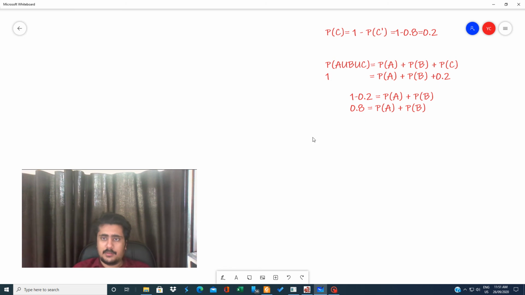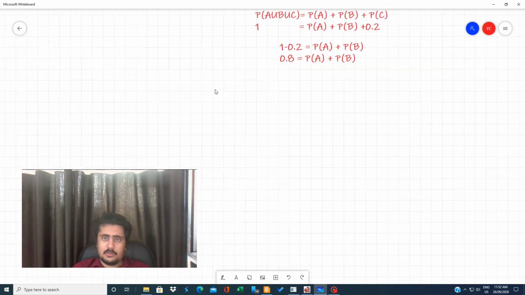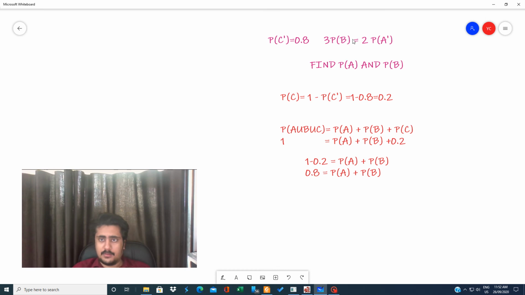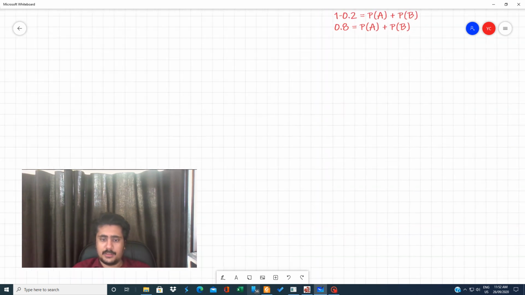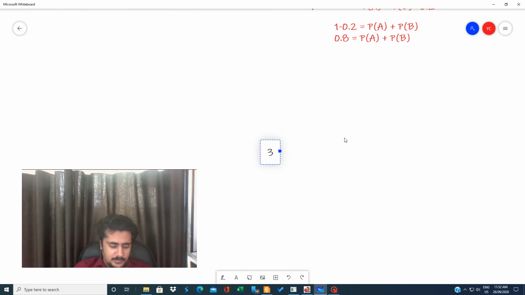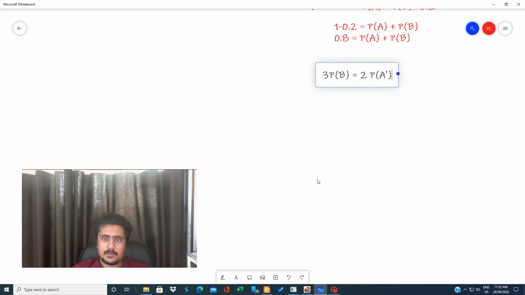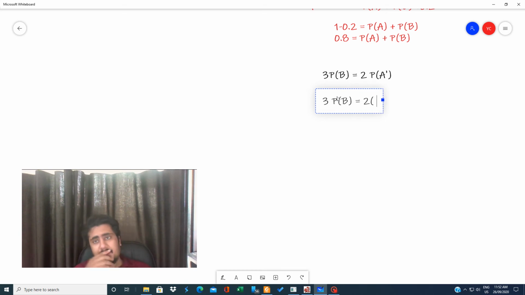Till here this sum we have done. Now we'll proceed with this sum. Still we have to find the answer. Now we'll take this equation: 3P of B is equal to 2P of A dash. 3P of B is equal to 2P of A dash. Now see, 3P of B is equal to 2 times P of A dash. Now what is P of A dash? Obviously it is 1 minus P of A.